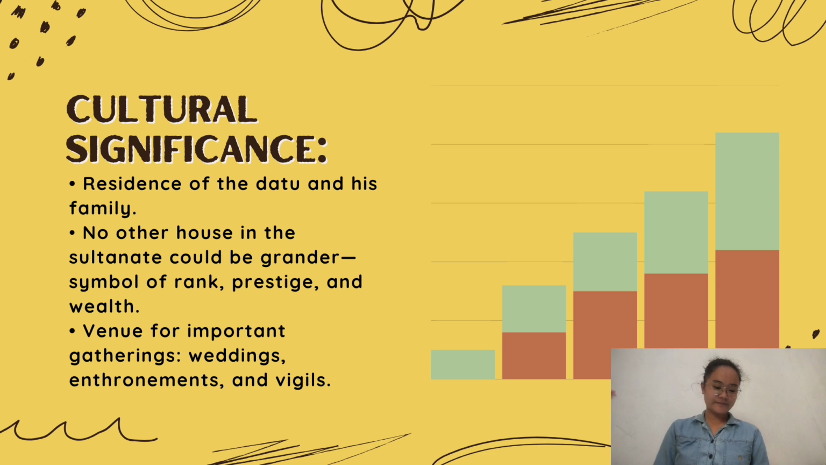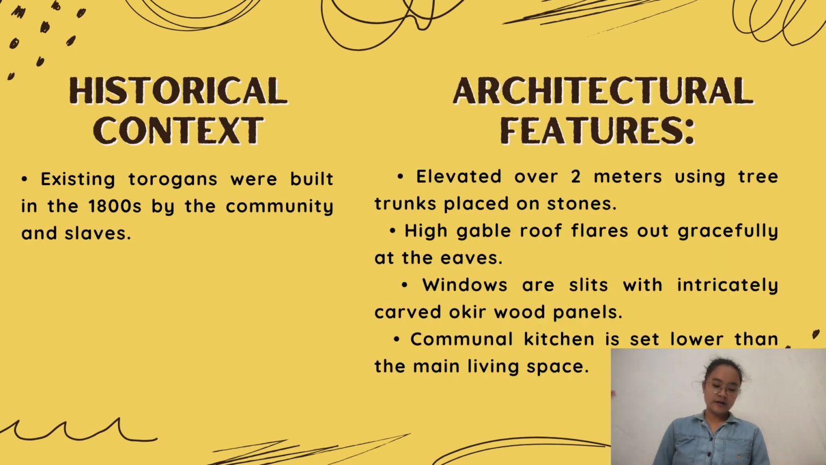Cultural significance. It is the residence of the Datu and his family. No other house in the Sultanate could be grander, a symbol of rank, prestige, and wealth. It is a venue for important gatherings such as weddings, enthronements, and vigils. The historical context: existing Torogans were built in the 1800s by the community and the slaves.